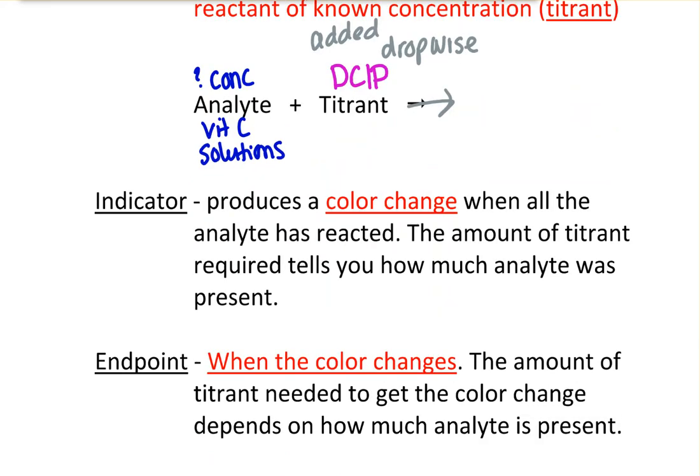When you're adding the titrant dropwise and you get the color change, that point is called the end point. When you see the color change, the titration is over, and you will look at how much of the DCIP it required to get there.